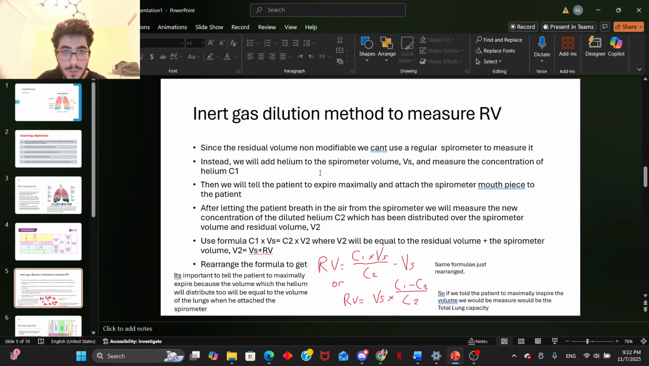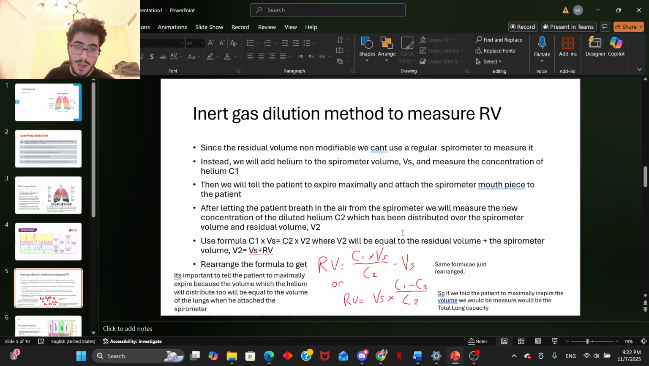So basically what we do is we add helium into the spirometer, and when we add the helium into the spirometer, we measure that concentration. So let's say the spirometer volume is going to be Vs, and the concentration of the helium is going to be C1. Okay? And then we have to tell the patient to maximally expire. Then we attach the mouthpiece of the spirometer to the patient. And then we let the patient breathe normally using the air from the spirometer.